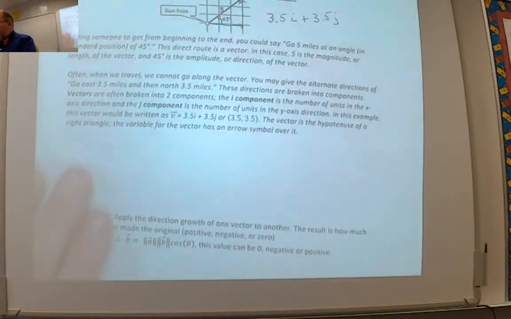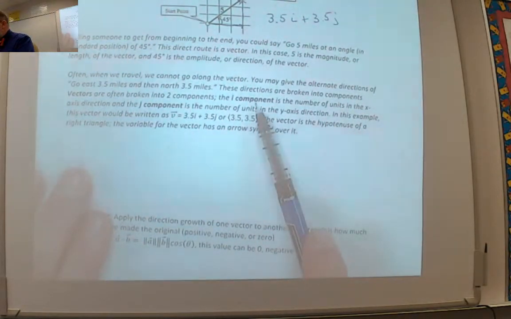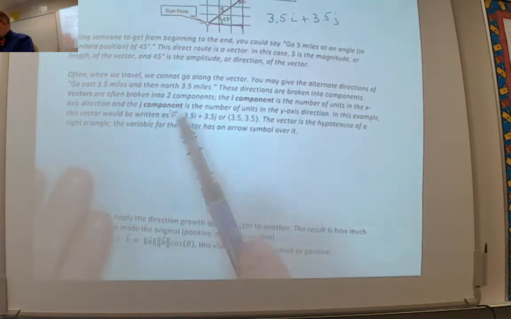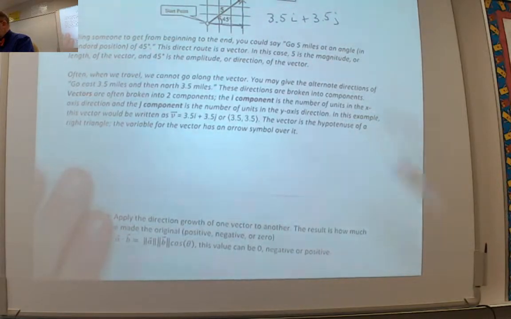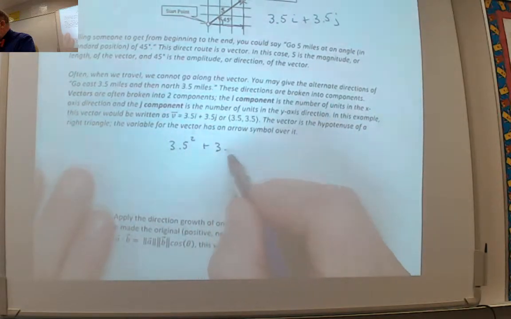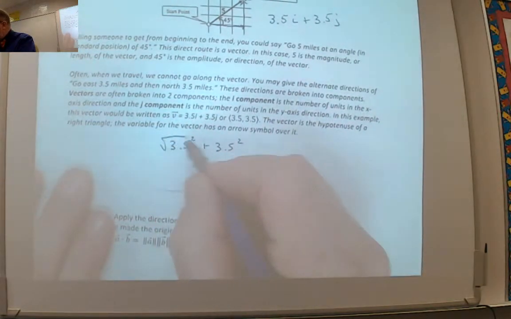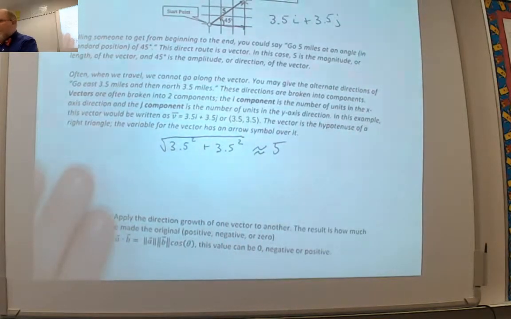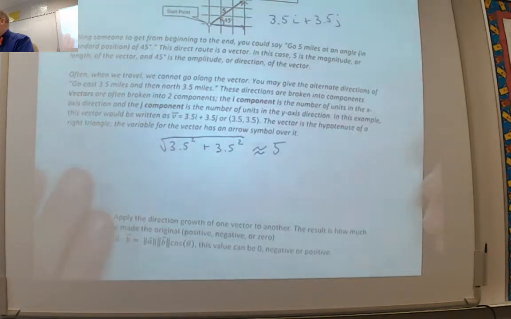The directions are broken into components. The i component is the horizontal or the x-axis direction, and the j component is the number of units in the y direction. The vector is the hypotenuse of the right triangle. So 3.5 squared plus 3.5 squared, if I took the square root of that, is really close to 5. And so that's the way that you compute the magnitude or length of a vector. You use the Pythagorean theorem.